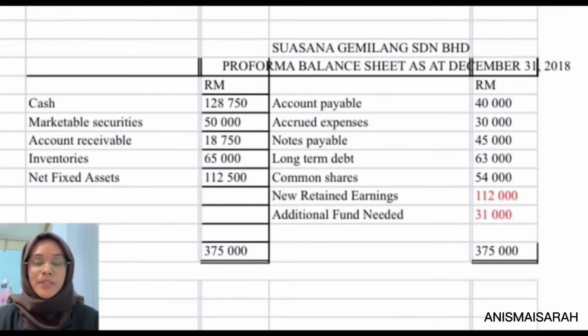For account payable and accrued expenses, we need to multiply it with the change of sales, which is 1.25. For account payable, we have 40,000 ringgit, whilst for the accrued expenses, we got 30,000 ringgit. Meanwhile, the notes payable, long-term debt, and common share did not change. The amounts stayed the same, as stated in the question: 45,000 ringgit, 63,000 ringgit, and 54,000 ringgit respectively. For the new retained earnings, we got the amount of 112,000 ringgit. And lastly, the amount for the additional fund needed is 31,000 ringgit. The total sum of the amount is 375,000 ringgit, and that would make it balance on both sides.